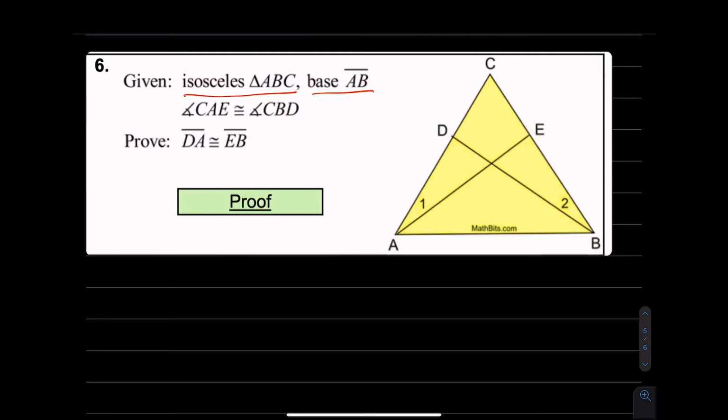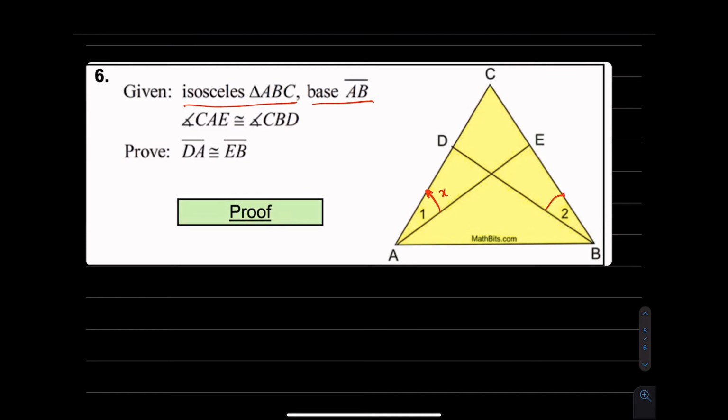that angle here, angle 1. So let's just label this angle as X, and then this is equal to CBD, which is equal to, let's just say Y. No, let's be X as well, because this is equal, right? Cool. So in order to prove that DA and EB are equal, so we're trying to prove that this length, DA, and so EB, this length are equal.